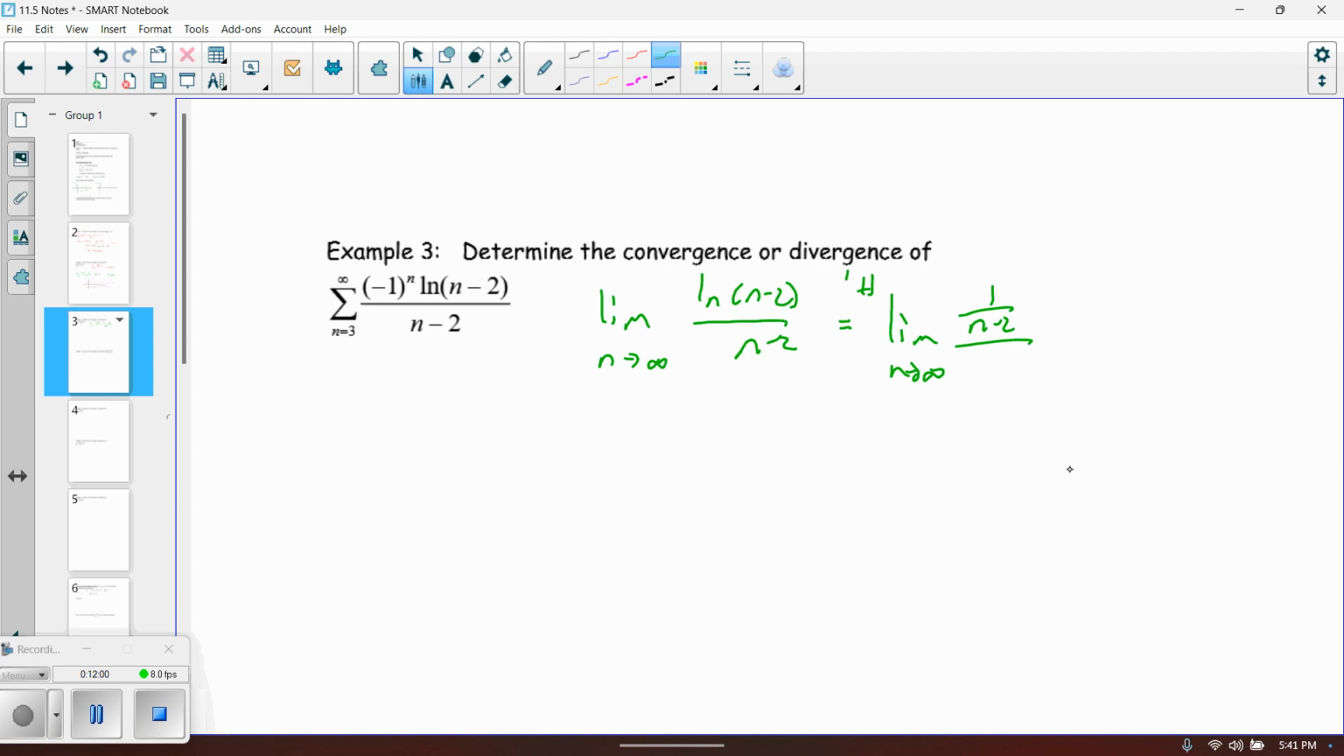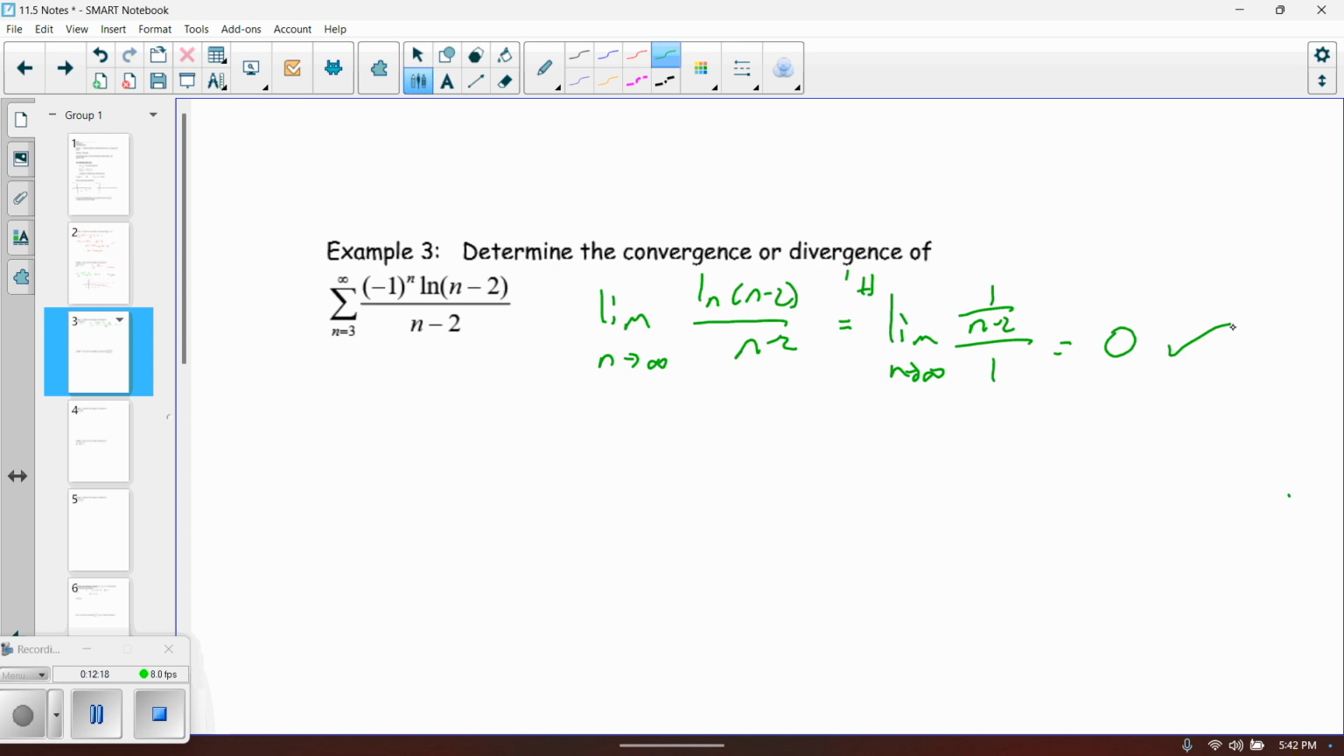And the derivative of the denominator is 1. So really the 1 part there in the denominator is unremarkable for us. So we're going to have the limit as n goes to infinity of 1 over n minus 2, which does go to 0. So the first criteria is met.